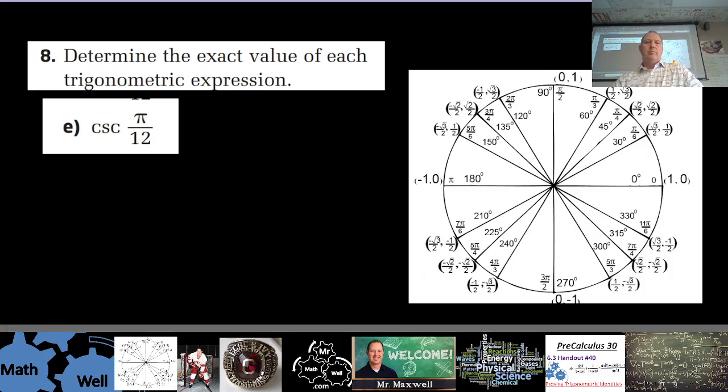Okay. All right, so 8e, let's do 8e. It says determine the exact value of each of the trigonometric expressions. So this is 8e. I do have a unit circle over here, so we can look at that in a bit. So cosecant of pi over 12.